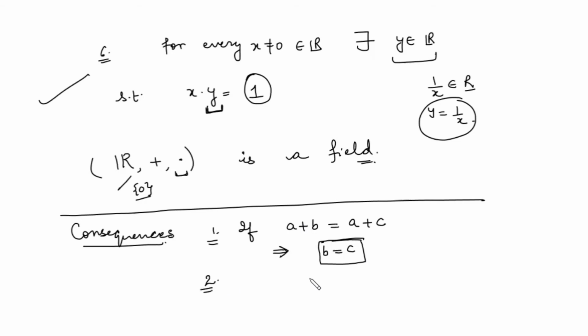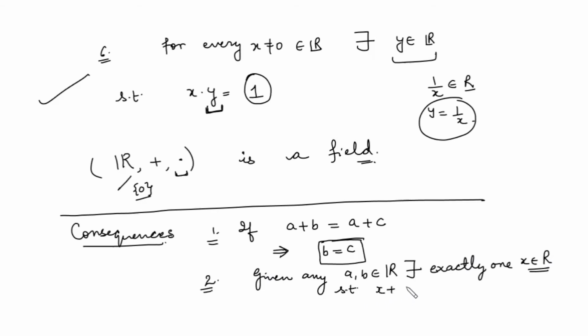Similarly, given any two real numbers a, b belonging to R, there exists exactly one real number x such that x plus a is b, right? If you are having any two real numbers, exactly one x should exist such that whenever you add that x to a, you will have b.